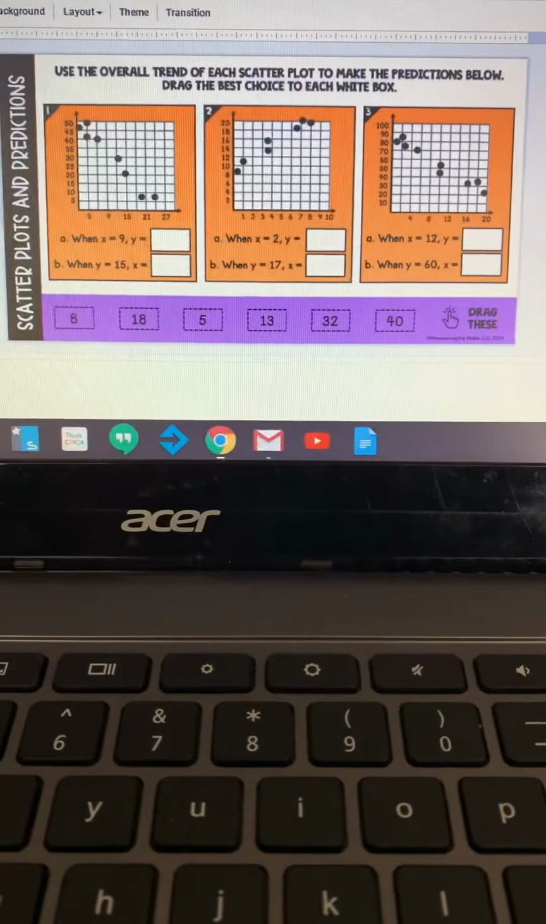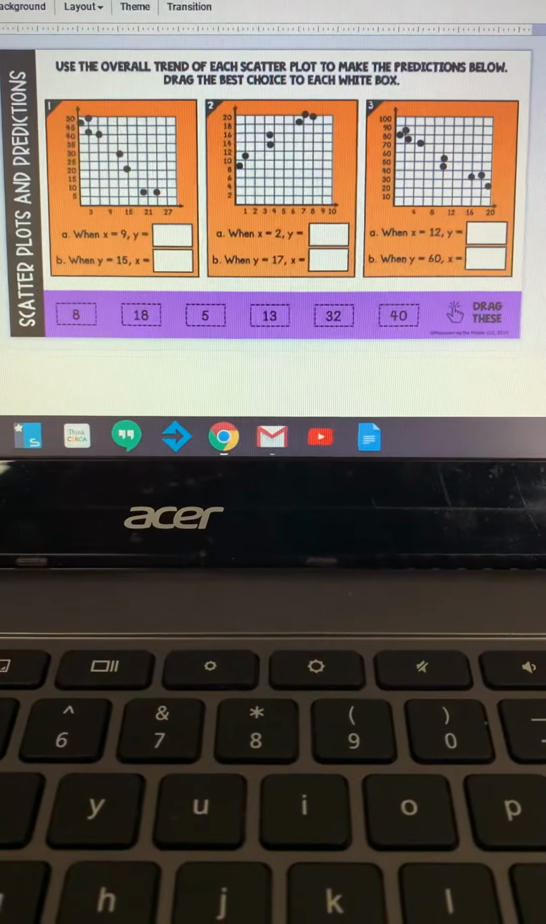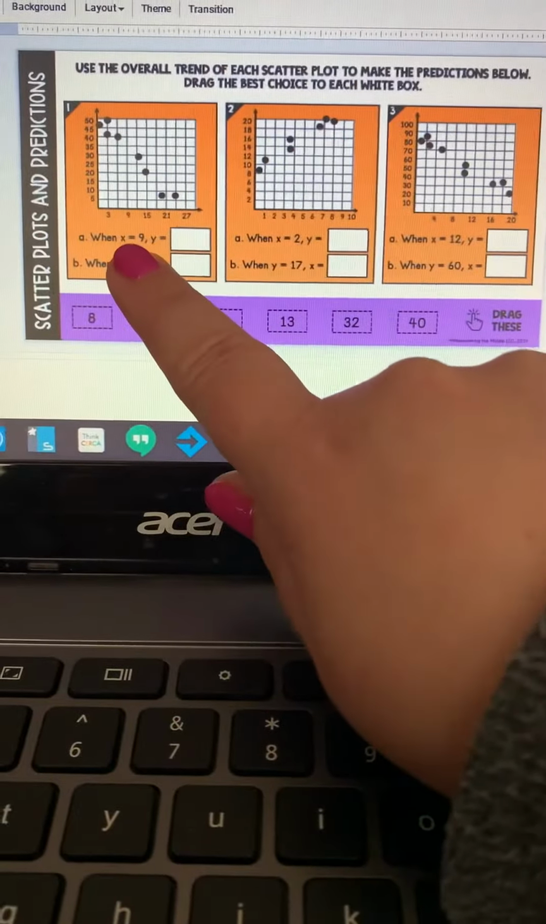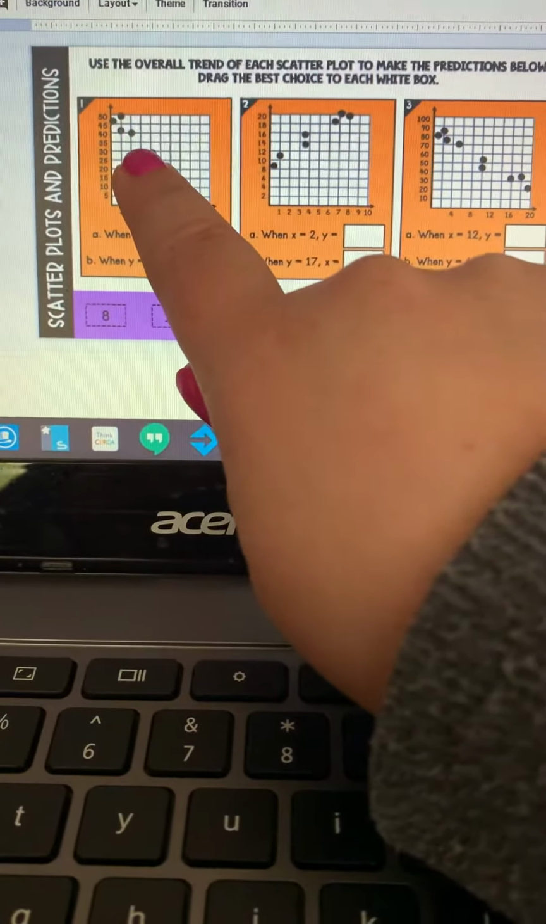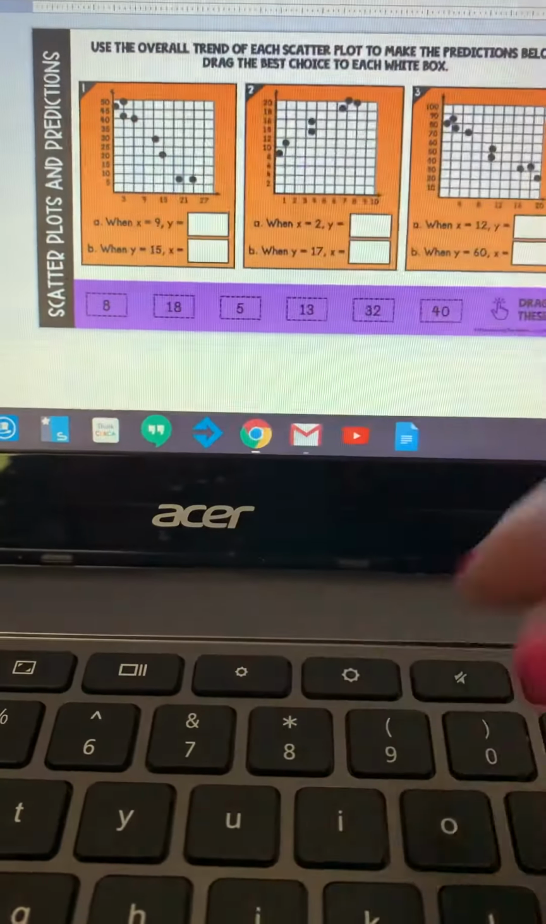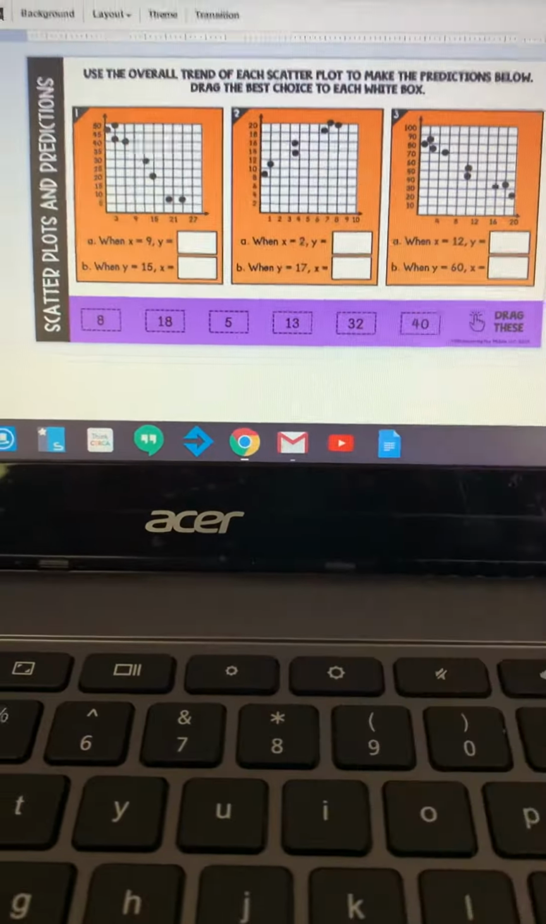For the next one, you're just doing estimations based off of the pattern. So for the first one, it says if X is 9, what is Y? So go to where X is 9 and go up. So I would approximate it like maybe 35 or so. So I would say 32 is probably your best answer choice.